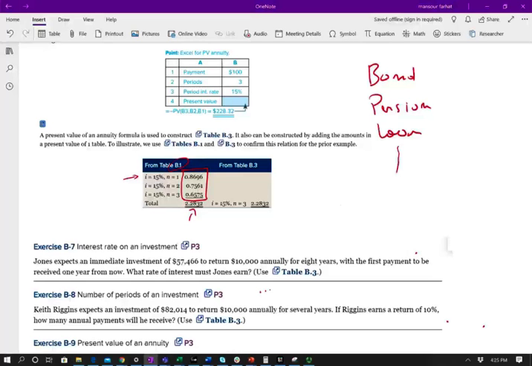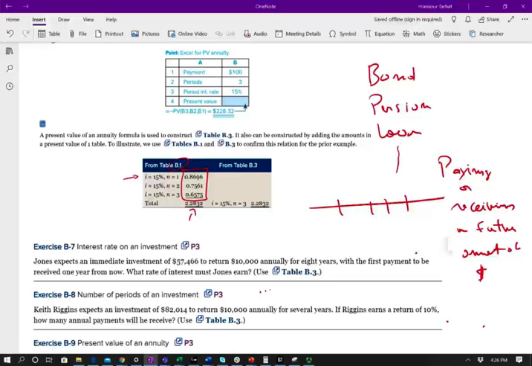Simply put, anytime you are going to be paying or receiving a future amount of money, every time you are paying or receiving, you need to find the present value of that payment. So you would record everything at the present value.